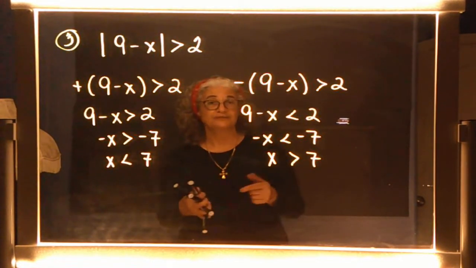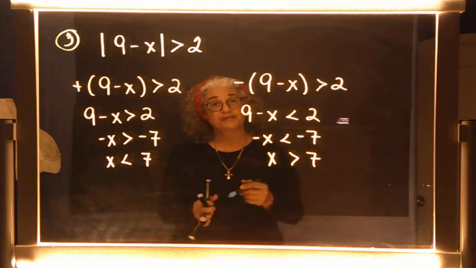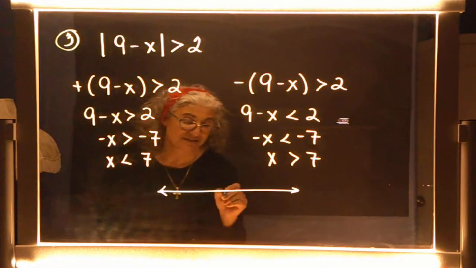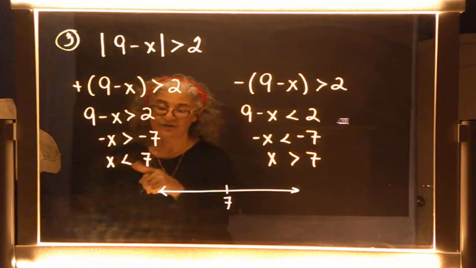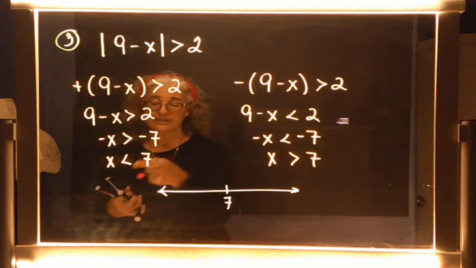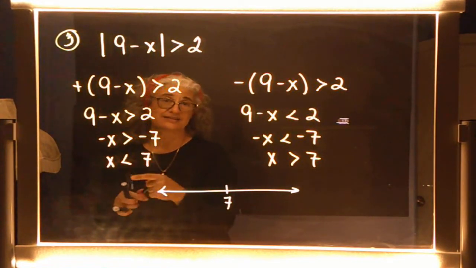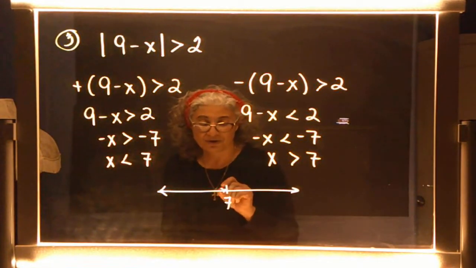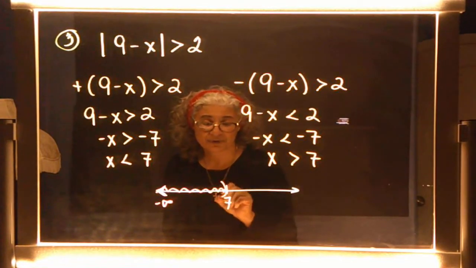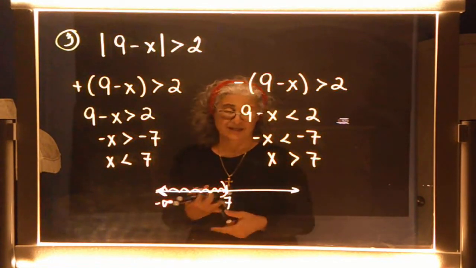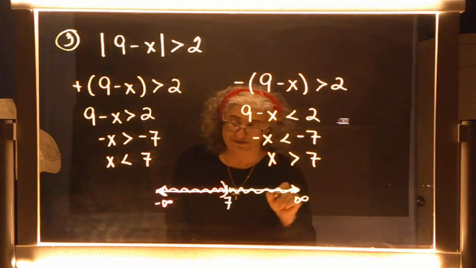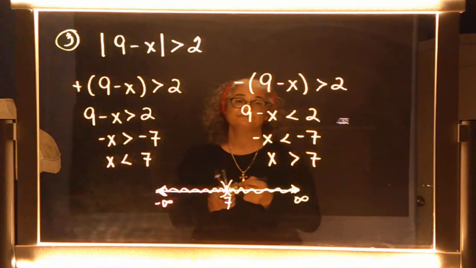Okay. Now what? Yeah, you're going to have to graph, because in order to determine the interval notation, you're going to have to graph this. So I guess the only number I care about is 7. All right. So according to this one, I want x less than 7. So that's all the way to the left to -infinity and a parenthesis. And on this one, I want everything to the right all the way to +infinity and a parenthesis.